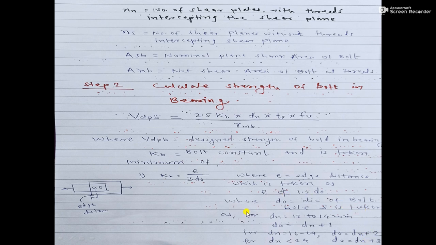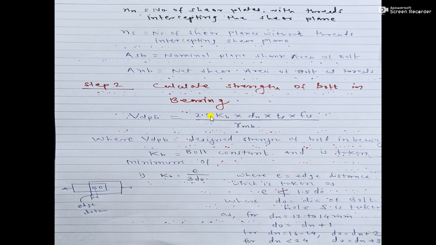So remember, when the diameter of the bolt is given from 12 to 14 mm, you have to add 1 to calculate D0 or gross diameter. When the diameter of the bolt is given between 16 and 24, you have to add 2 mm to that nominal diameter to get the gross diameter. And when the diameter of the bolt is given greater than 24 mm, then you have to add 3 mm to that nominal diameter to get the gross diameter or diameter of hole. This is very important, so you have to remember all these things.